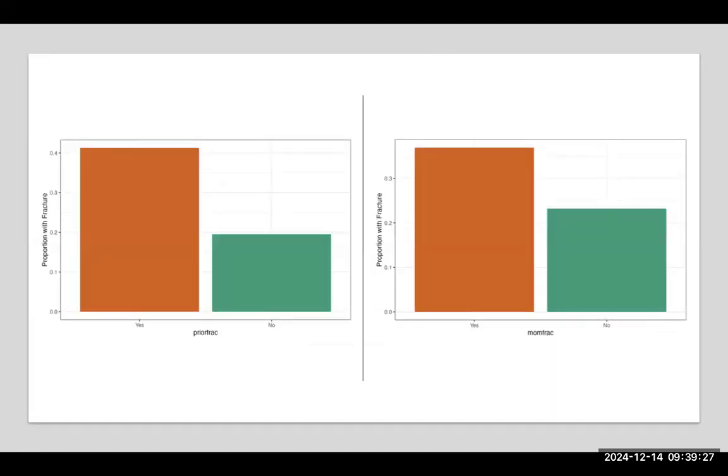Next, I'll talk you through some of the categorical variables. In orange are the yeses, and in green are the nos. On the left is the proportion with fracture of women who had a prior fracture. Unsurprisingly, the proportion of women with a prior fracture who have a fracture within a year is higher. And again, that's the case on the right with women with a maternal history of fracture. This is similar, but for the bone medication variables.